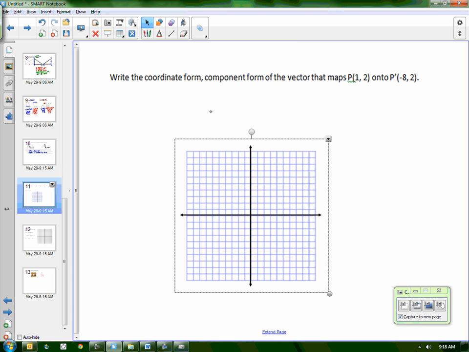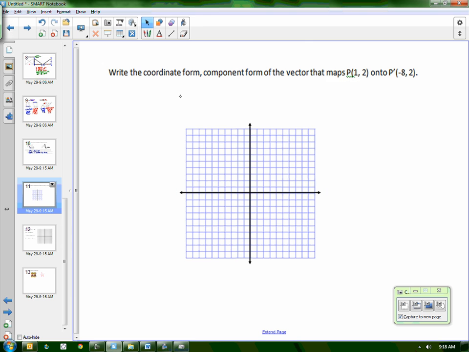Down here, if we're going to talk about a translation, I want two different notations. Sometimes I think it helps to plot the point.